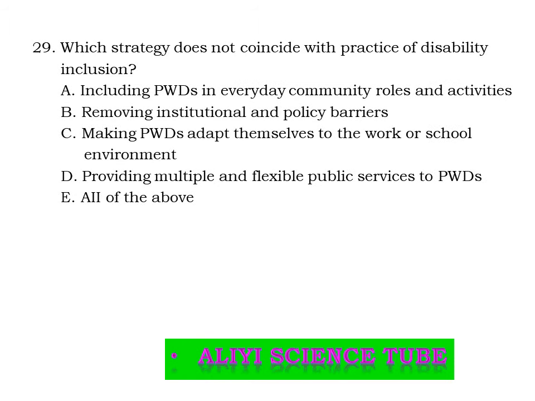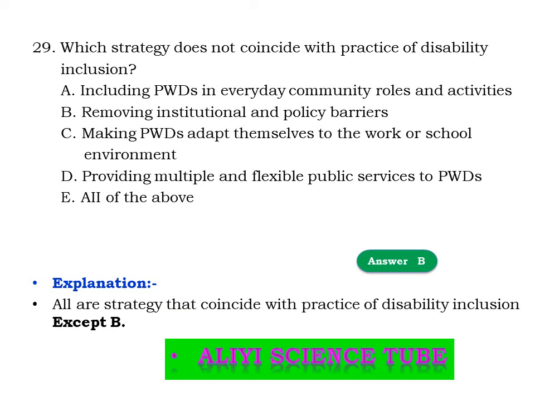Question 29. Which strategy does not coincide with a practice of disability inclusion? A, including persons with disability in everyday community roles and activities. B, removing institutional and policy barriers. C, making persons with disability adapt themselves to the work or school environment. D, providing multiple and flexible public services to persons with disability. E, all of the above. So the answer which is not considered should be C. All are strategies consistent with practices of disability inclusion except C, which does not coincide with disability inclusion. So the answer is perfectly C.